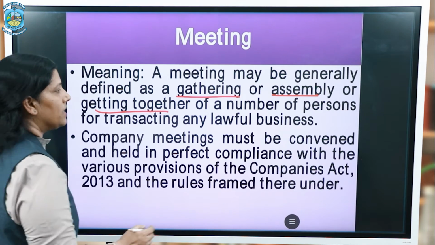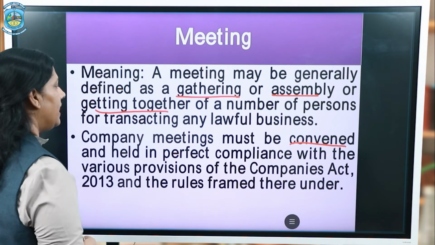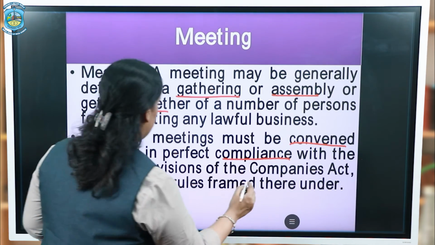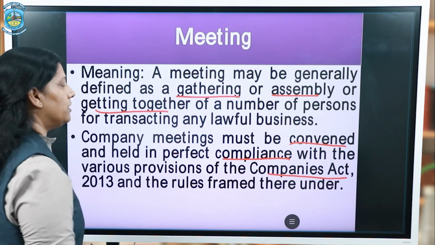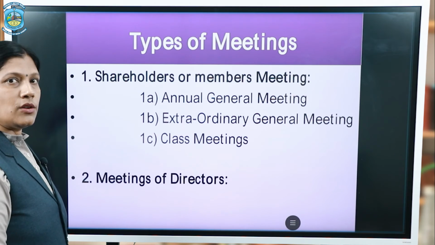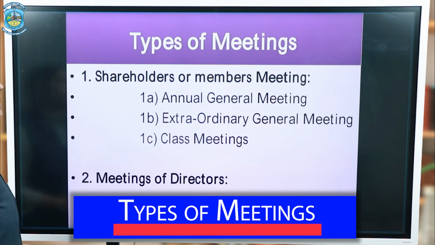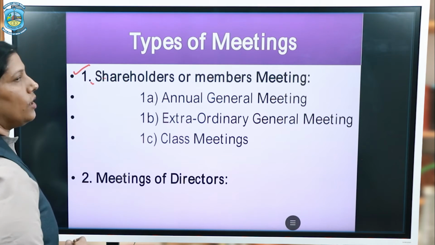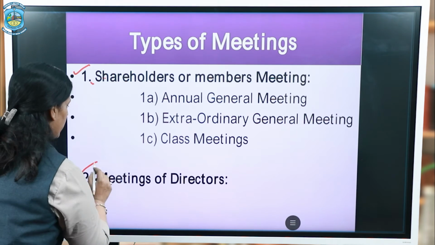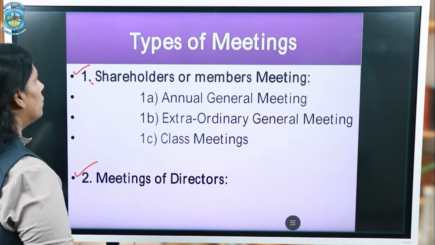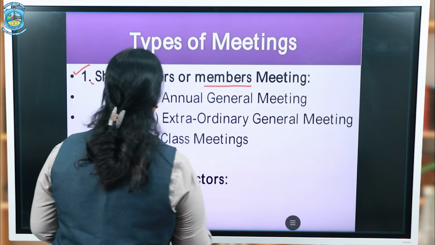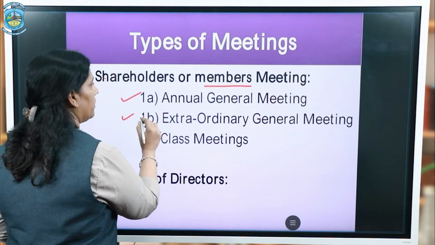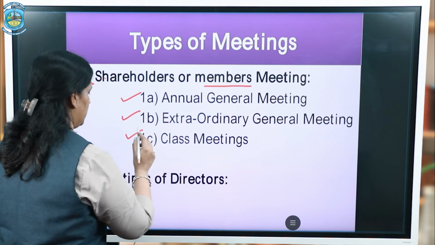Company meetings must be convened and held in perfect compliance with the various provisions of the Companies Act 2013 and the rules framed therein. Now take a look at types of meeting. The types of meeting are divided into two broad categories. Number one is known as shareholder or members meeting and number two is known as meeting of directors. The shareholders or members meeting is subdivided into annual general meeting, extraordinary general meeting and class meeting.